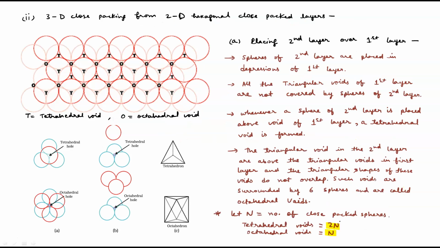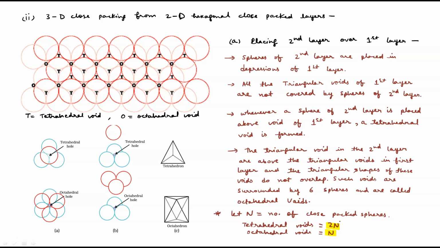Now comes three-dimensional close packing from two-dimensional hexagonal close packed structures. The second one is, in this three-dimensional close packed structure, we can generate it by placing layers over one another.